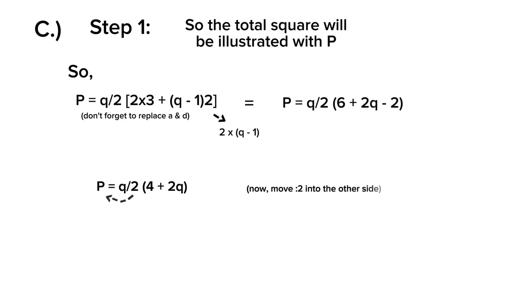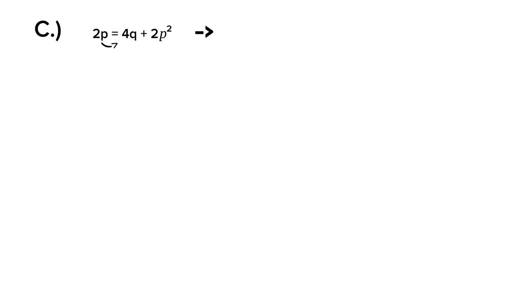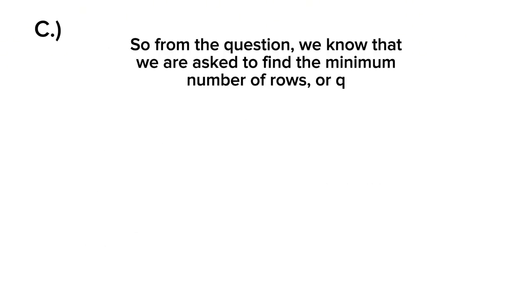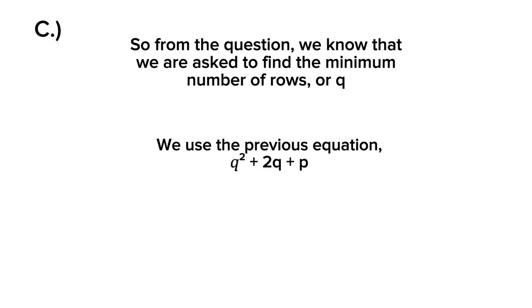Now move the divided by 2 to the other side, times Q with the bracket. Now arrange them and divide by 2. From the question, we know that we are asked to find the minimum number of rows, or Q. We use the previous equation, Q squared plus 2Q equals P.